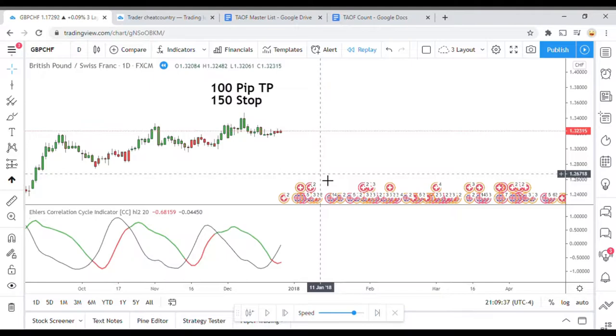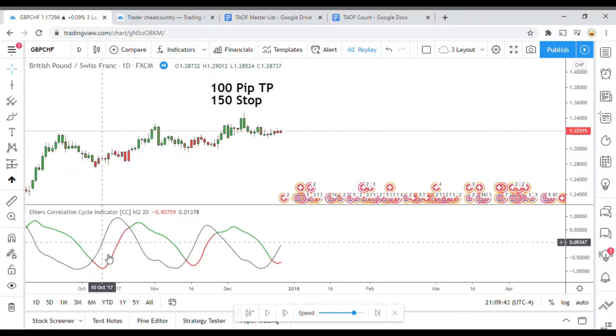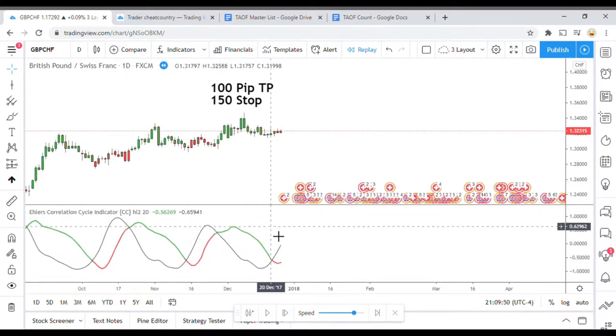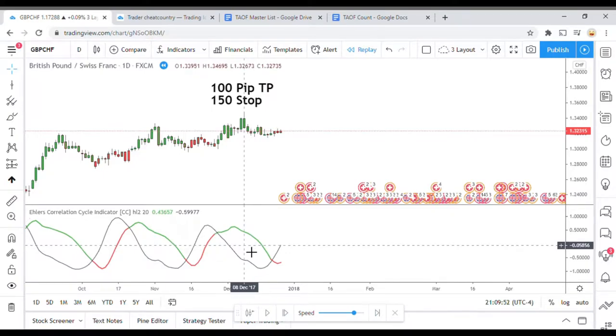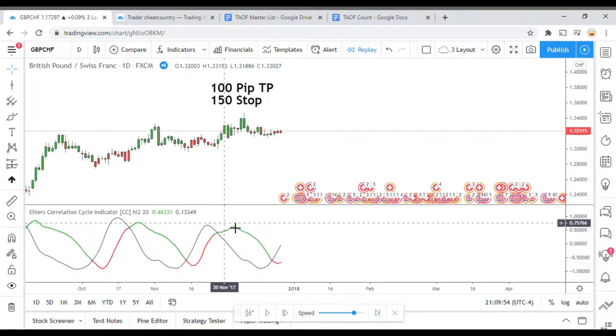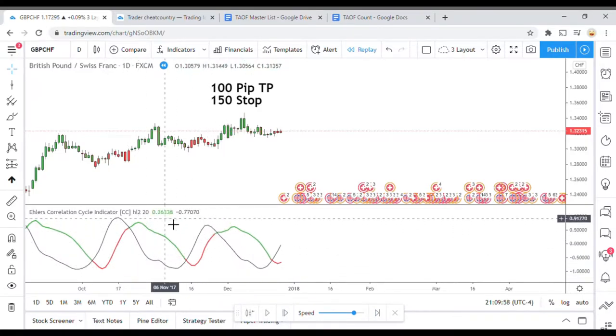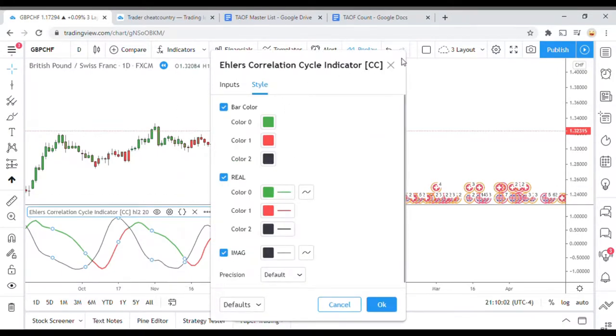And so, like I said, the setup on it is pretty simple. It's basically a two-line cross. One of the lines is a color-changing line, but that's neither here nor there. Basically, what we're looking for is the cross to take place between the colored line and the black line.